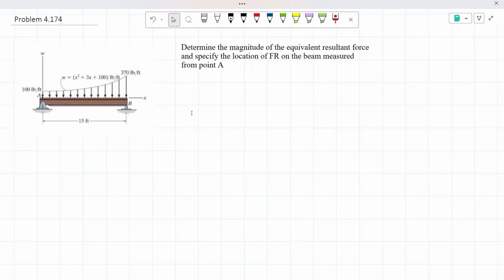Hello everyone, today we're going to be working on problem 4.174, and this problem is telling us to determine the magnitude of the equivalent resultant force and specify the location of the resultant force on the beam measured from point A. So to determine that resultant force, or the concentrated force, we're going to be using this equation.